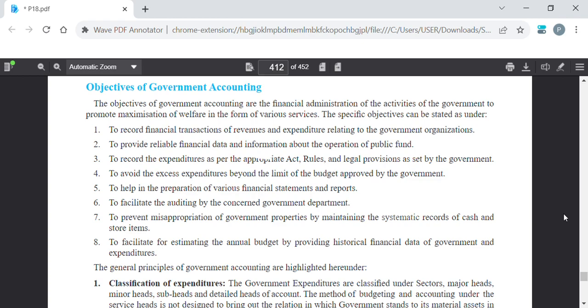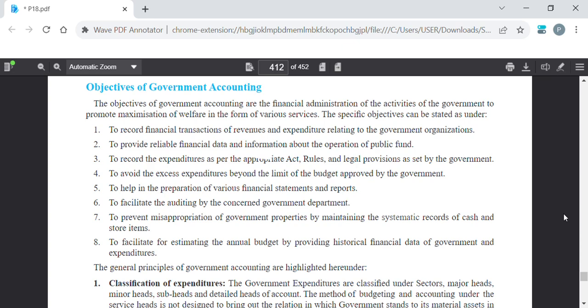Otherwise also, if I want to do accounting of my house, what will be my first objective? To check whether financially everything is going right. There is no area where I am spending too much or where I am spending too less. So financial administration of activities of government, I want to check that. And to promote maximization of welfare in the form of various services.